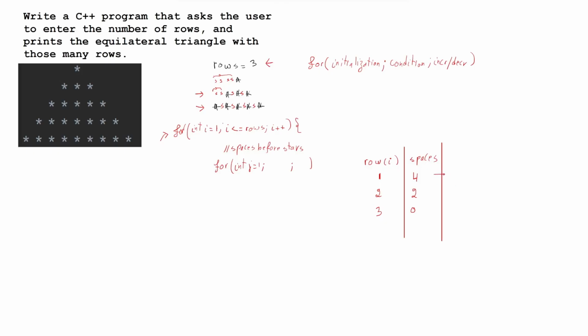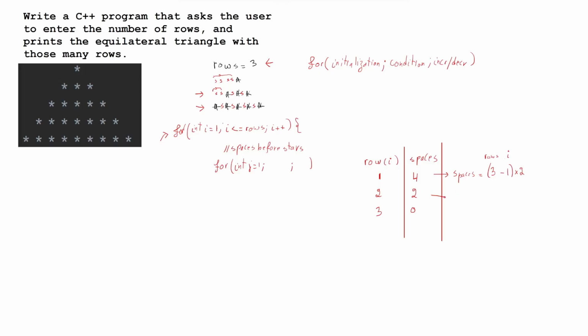So from this row here, we have spaces equal. Let's see the relation. We need 4 spaces. We're going to find the relation between number of rows, which is 3, and row of I. If we do 3, which is the number of rows, minus 1, we get 2. We need to multiply it by 2 in order to get 4. So 3 is the number of rows the user will enter, and number 1 is the I.